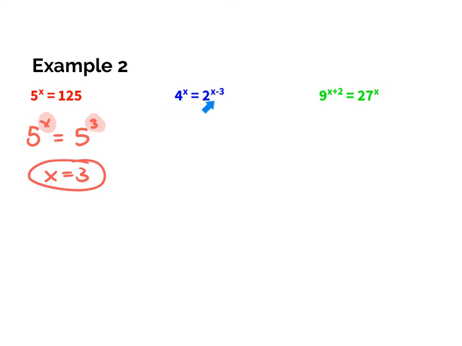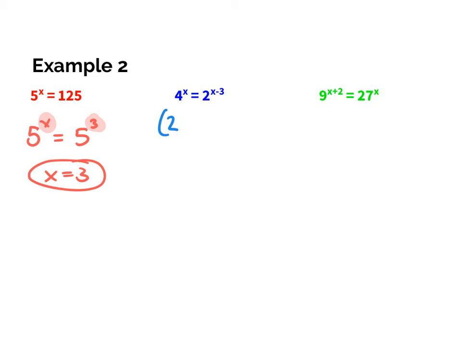In the second example, notice that both the left side and right side have a base, but the base is not the same. I have a base of 4 on the left side and a base of 2 on the right side. So what I'm going to do is rewrite this. The best way to do this is to take the larger number. In this case, I'm going to take the 4 and try to rewrite it using a base of 2. So what I want to think about, and I'll write this in parentheses, is: 2 to what power would give me 4?